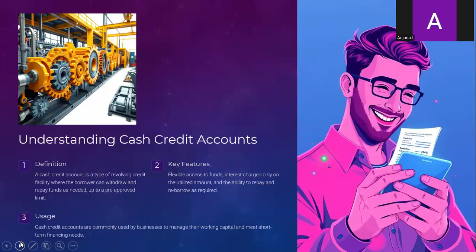You can deposit 50 lakhs and bring the limit down to 1.5 crores. So it is an account which is revolving. You can use the limit, you can reduce the limit, you can again use the limit, you can reduce the limit. However, interest would be charged only on the limit which is utilized and not on the entire sanctioned limit. So it offers flexible access to funds, interest charged only on the utilized amount, and the ability to repay and reborrow as required. Now we go to the usage. CC or cash credit accounts are commonly used by businesses to manage their working capital to meet short-term financing needs.